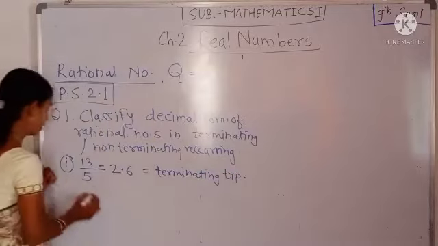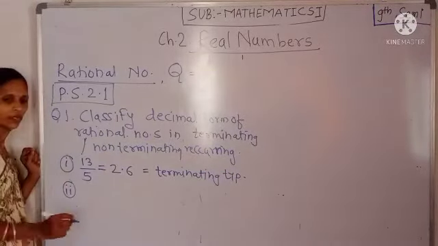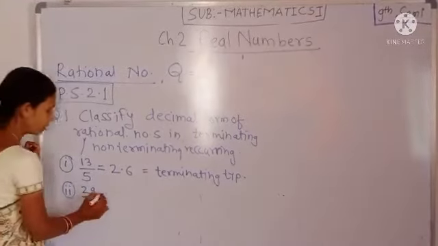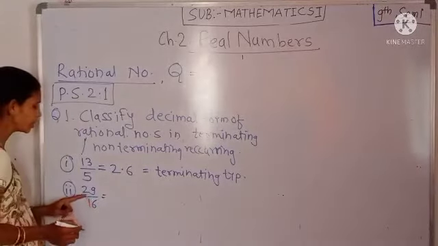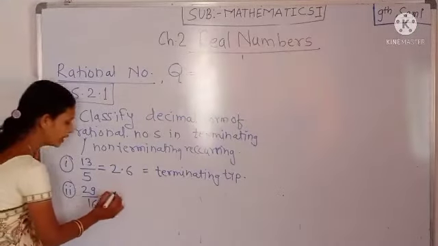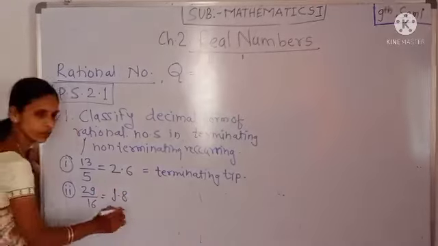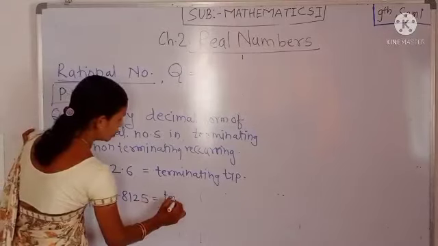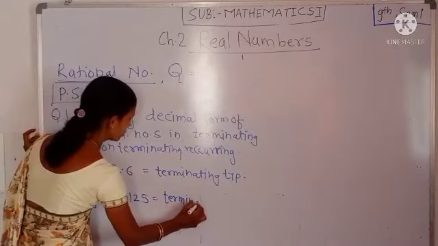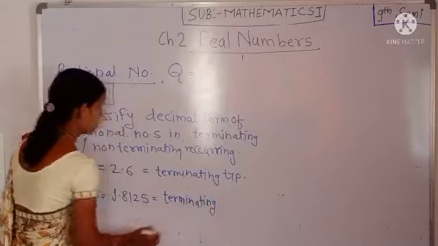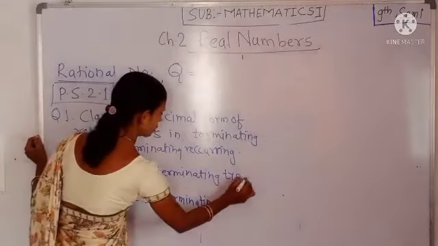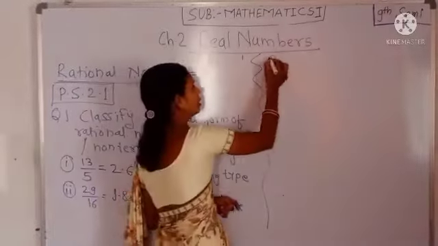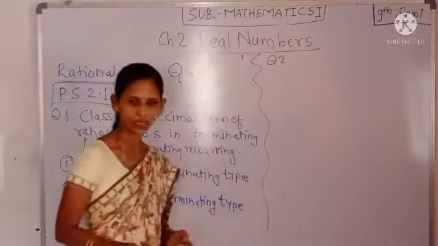type. One more example, that is 29 upon 16. Then we have to divide 29 by 16 and we get 1.8125. That also has a decimal form of that rational number in terminating type. Then we have to solve a few examples from question number 2.